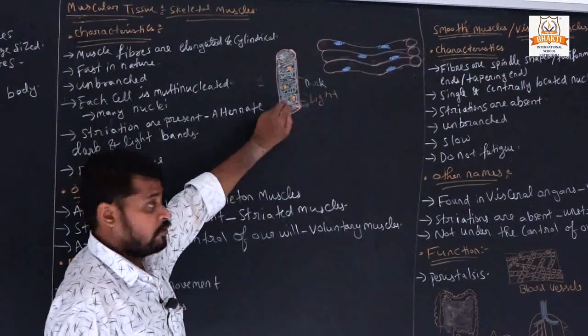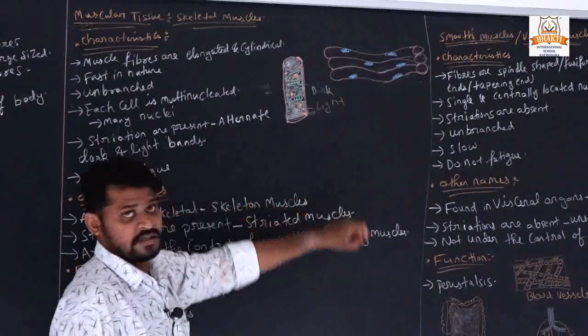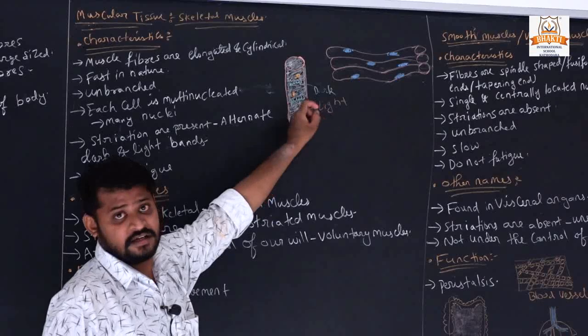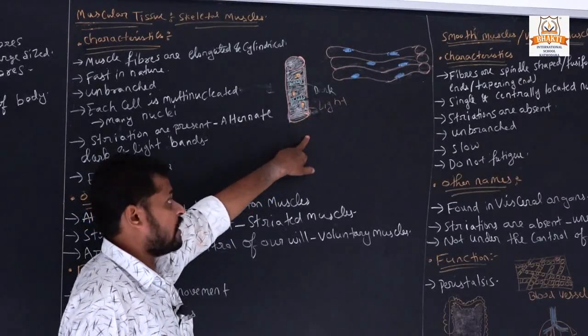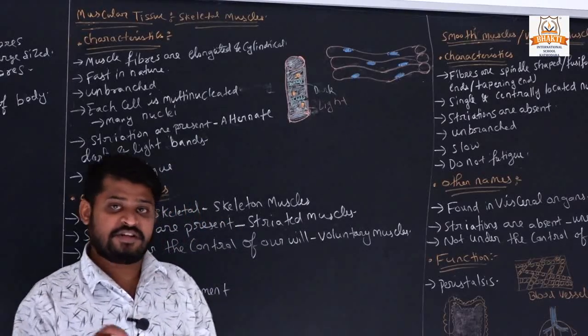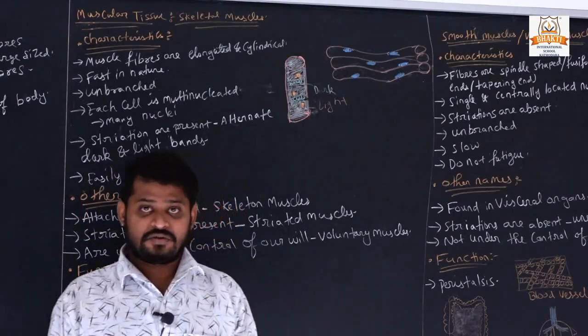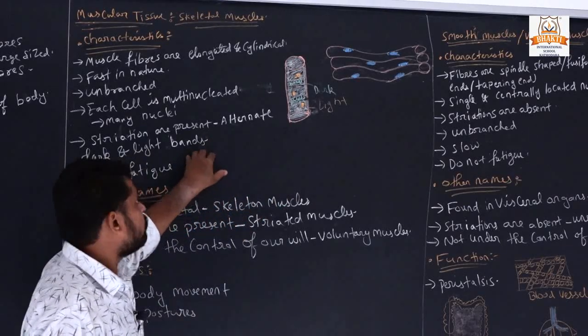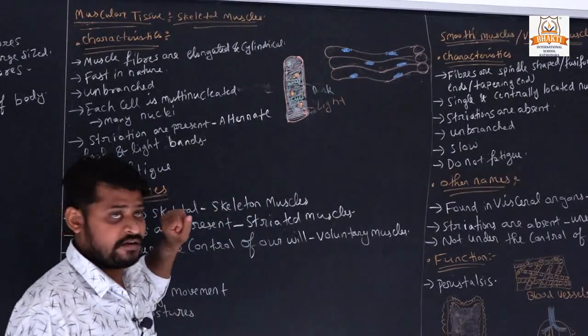Okay, understand what is striation. This is called dark and this is called light, alternate bands are present in skeletal muscles, that is called striation. That's why it is also called striated muscle. So this is our first type of muscle tissue, that is skeletal tissue.